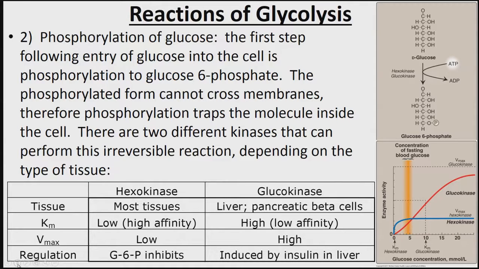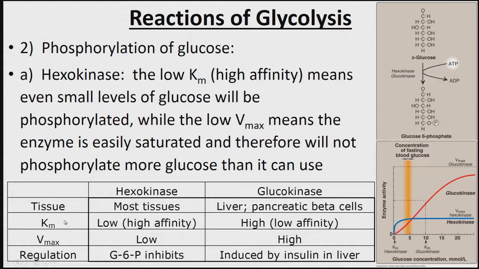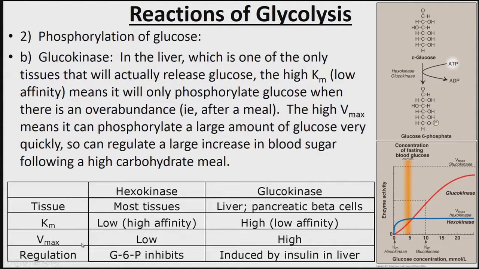So that's how that first step works. And actually, I went through both of those. I have several slides explaining what I just talked to you about. Okay, so you should know the difference between hexokinase and glucokinase in terms of their enzymatic qualities and why it has those enzymatic qualities in terms of the Km and the Vmax.